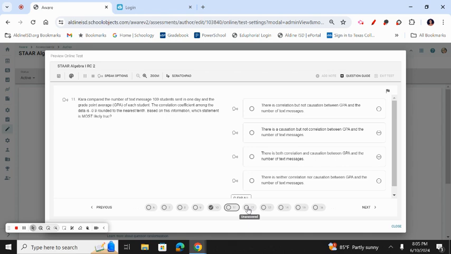Everybody, when we talked about this in class, they were like, yes, it can be. That's true. It could be true if you had 100 students text that many times during school hours. But it didn't say it was during school hours. It said that it was during a day. So that means you cannot prove that there's causation, but you can say that there's a correlation.